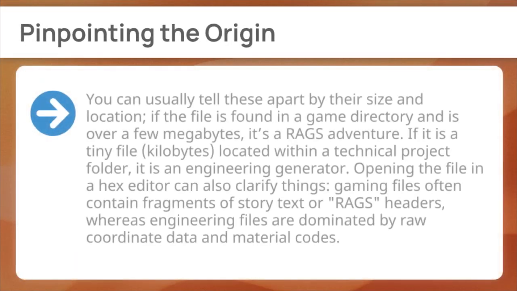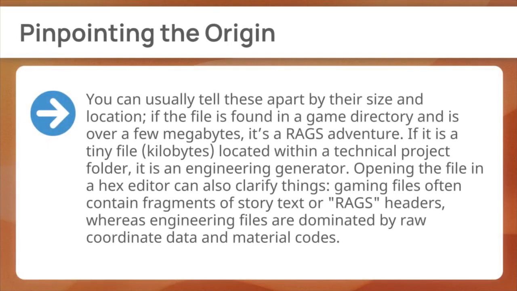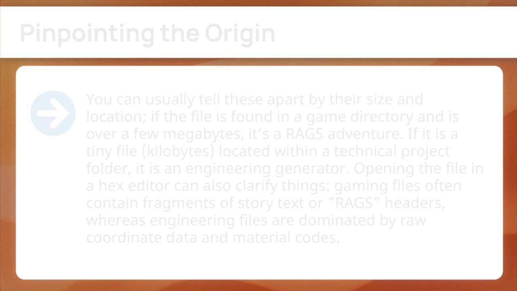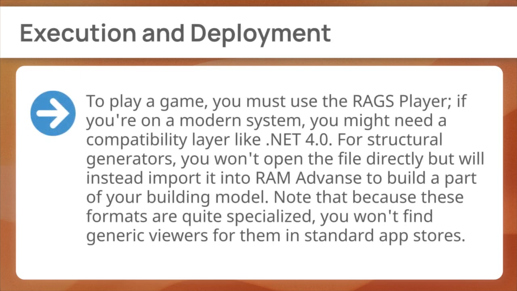First, pinpointing the origin. You can usually tell these apart by their size and location. If the file is found in a game directory and is over a few megabytes, it's a RAGS adventure. If it is a tiny file, kilobytes, located within a technical project folder, it is an engineering generator. Opening the file in a hex editor can also clarify things. Gaming files often contain fragments of story text or RAGS headers, whereas engineering files are dominated by raw coordinate data and material codes.